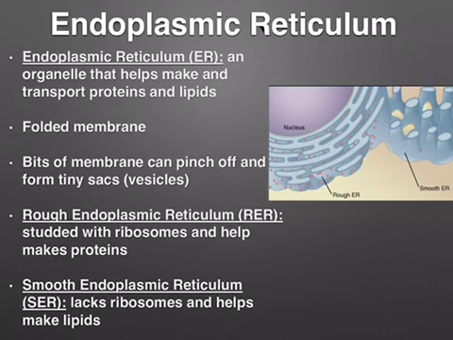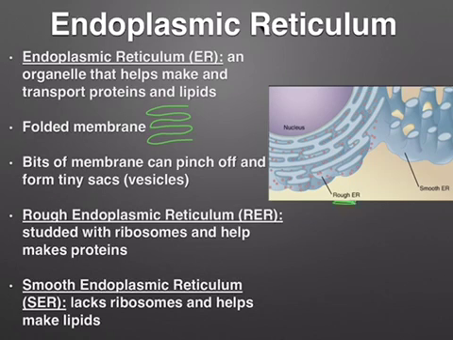Then we have our endoplasmic reticulum, and there are two types of endoplasmic reticulum, the rough and the smooth. The ER, or endoplasmic reticulum, is an organelle that helps make and transport proteins and lipids. They're folded membranes, so by folded I mean that they go back and forth, back and forth, back and forth. They have that kind of accordion style. Bits of the membrane can pinch off to form tiny sacs that we call vesicles, and then those vesicles can either bring the proteins or the lipids to other places in the cell.